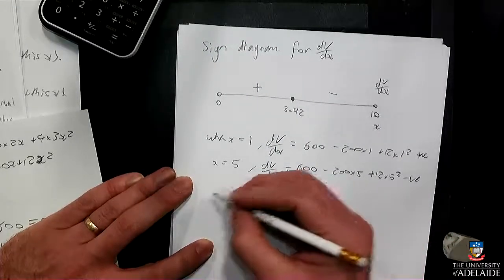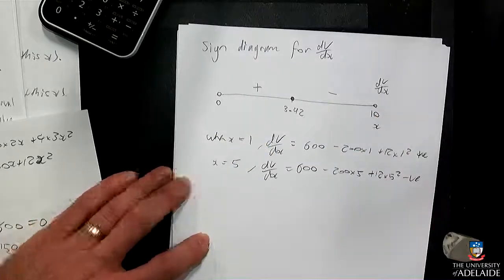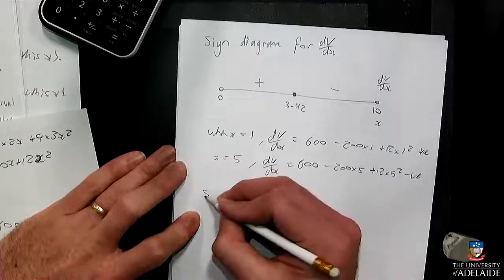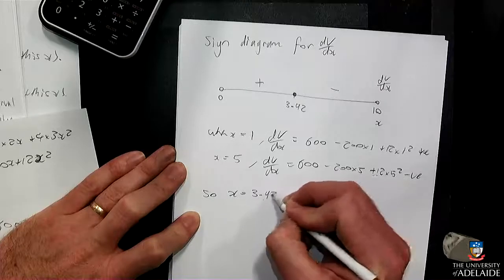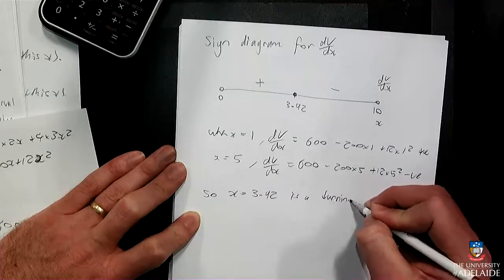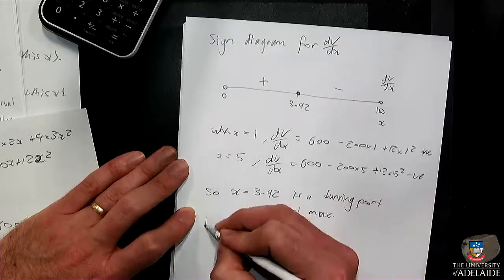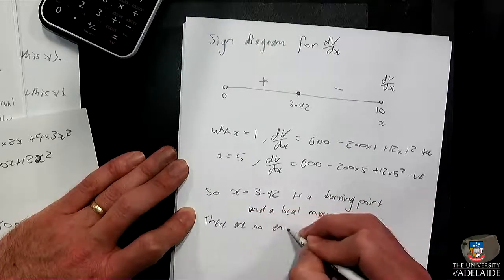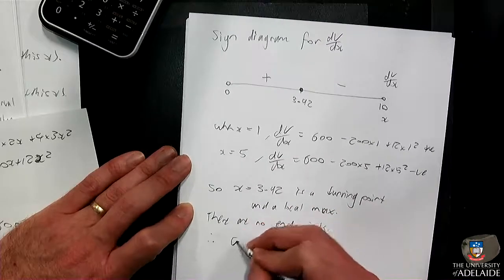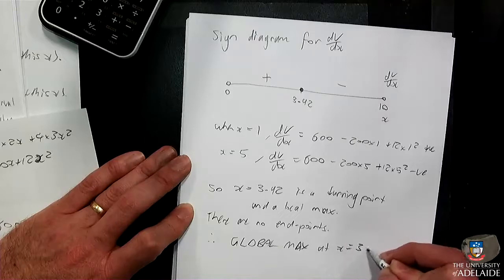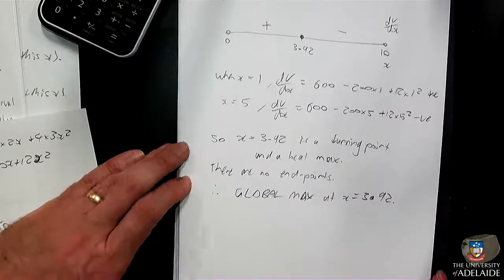So since these points don't even exist anyway, the only place where there can possibly be a maximum is at a turning point or at one of the endpoints, and there are no endpoints, and so it can only be at a turning point. So x equals 3.92 is a turning point, a local maximum. There are no endpoints, so therefore global maximum at x equals 3.92.